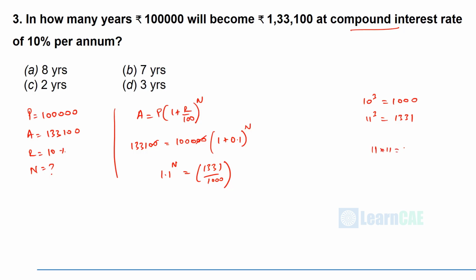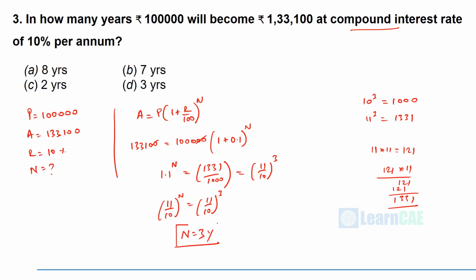So 11 into 11 is 121, 121 into 11 is 1331. Okay. In this case, directly it is given as 11 cube and 10 cube. So we shall write this as 11 by 10 whole cube. The left hand side also, you can write 1.1 as 11 by 10, power n is equal to 11 by 10 power 3. Therefore, n is equal to 3 years. So mostly for this kind of problems, they will be giving the cube values in the right hand side. So directly you will get the integer as the number of years. The answer is D.